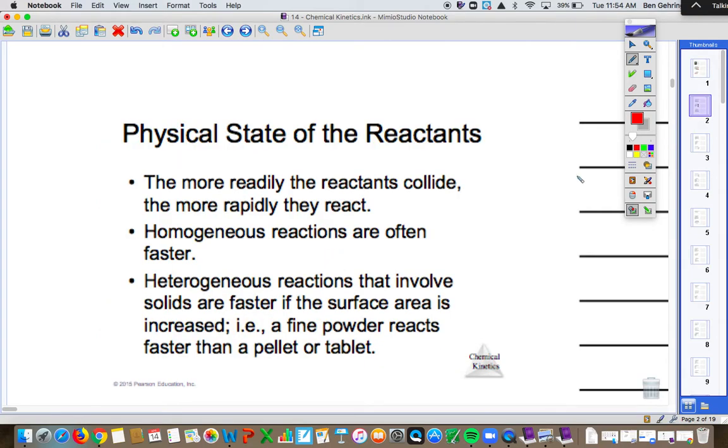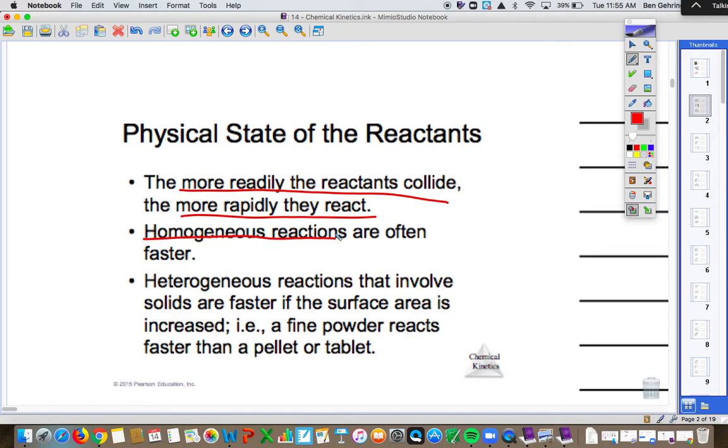And so first, the physical state of the reactants. This determines how readily reactants collide. And the more readily they collide, the more rapidly they react. More collisions, more reactions, kind of makes sense. Typically, homogeneous reactions happen quicker. Homogeneous mixtures react quicker, or reactions, I guess, being solid-solid, 2 solids coming together, 2 gases coming together.